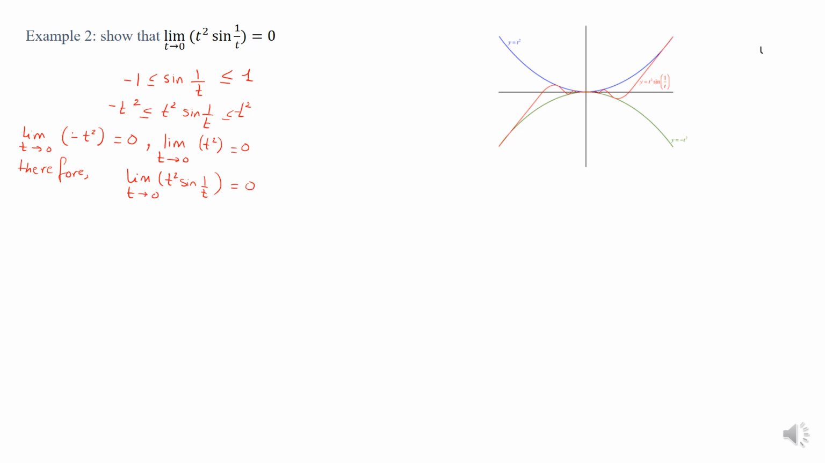Now look at the curve. The lower curve here is minus t squared. The upper curve is t squared. The oscillating curve between them is t squared sine 1 over t. Even though sine 1 over t oscillates and has no limit as t approaches 0, multiplying it by t squared forces the entire expression to approach 0.